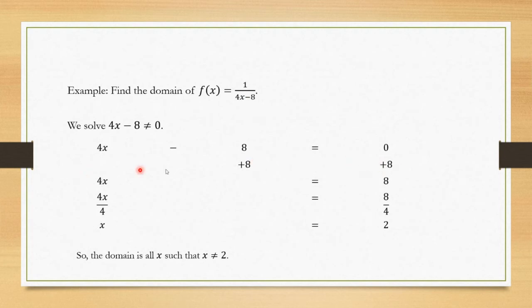And we get 4x equals 8. But we don't want 4x, we want x. So what do we do next? We divide by 4. So we get 4x over 4 equals 8 over 4. So we get x equals 2. Hence the domain then. So x equals 2 is when the denominator is 0. So the domain is everything else. That is, the domain is all numbers except 2. That's what we get.